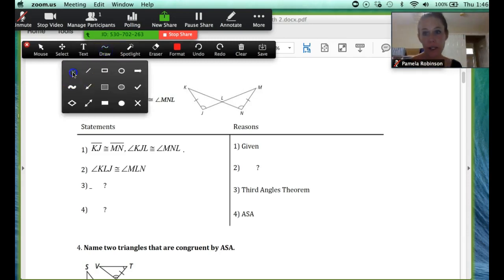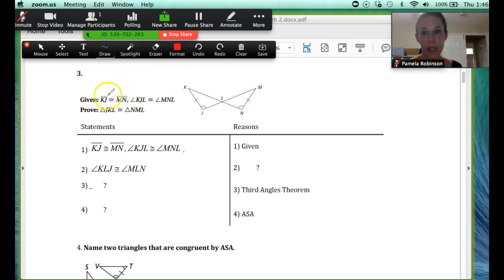So let's see what we do know. We are given KJ is congruent to MN. It's already marked, but I like to mark it in red so I can get this in my head. Angle KJL is congruent to angle MNL. Now they're marked. Great. Now let's go to our proof and first look at what we're trying to do: prove triangle JKL is congruent to triangle NML. We want to prove these triangles are congruent.